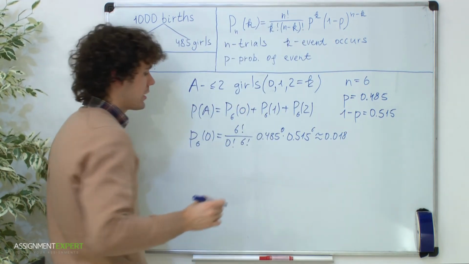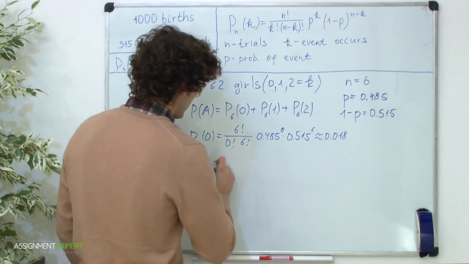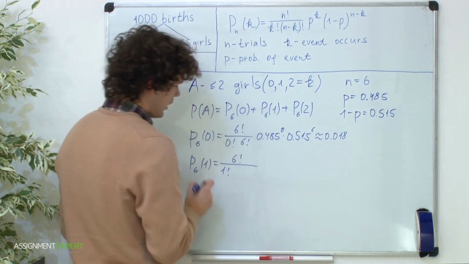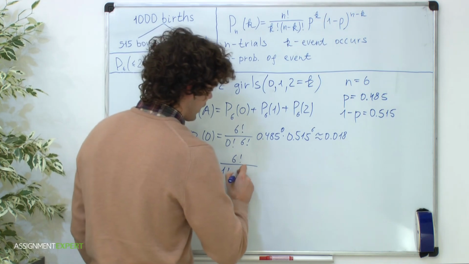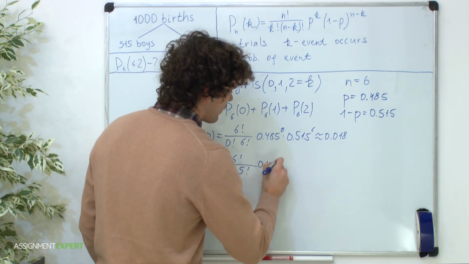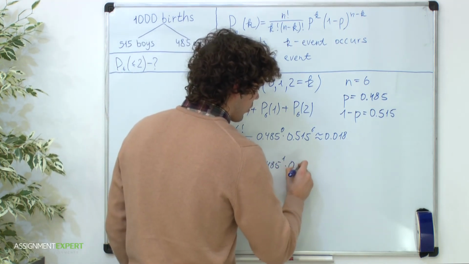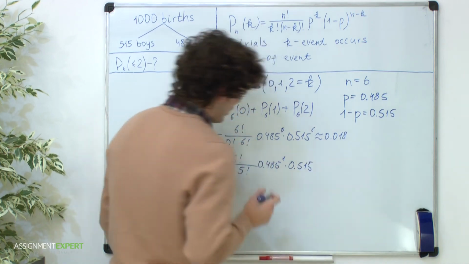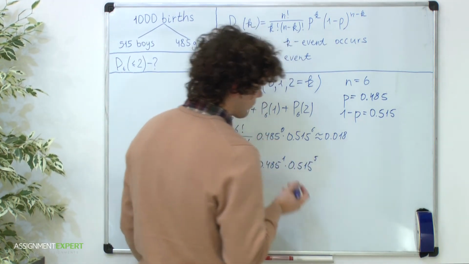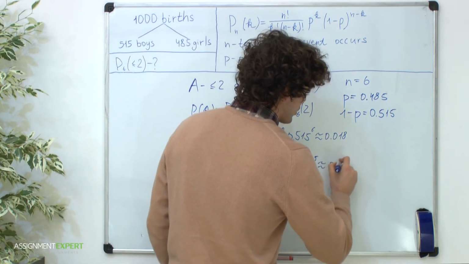Now the second probability. Probability of 1 out of 6 equals 6 factorial over 1 factorial times 6 minus 1, which is 5 factorial, times 0.485 raised to the 1st power times 0.515 raised to the power of 6 minus 1, which is the 5th power. And this is approximately 0.105.